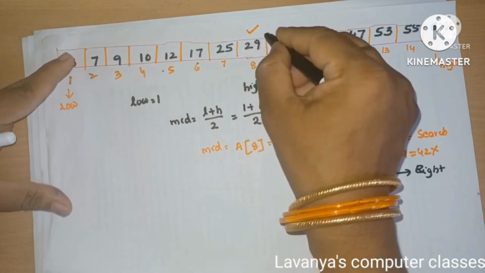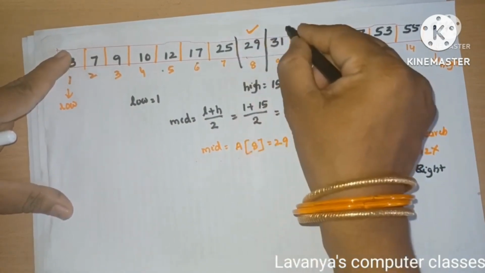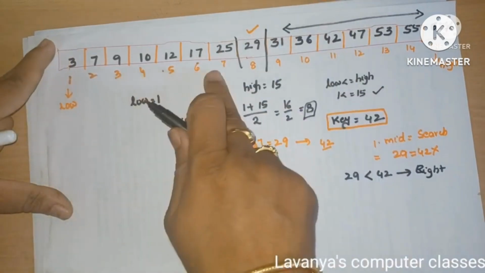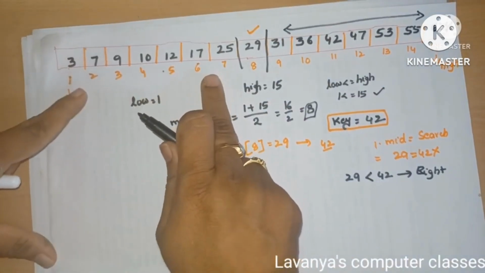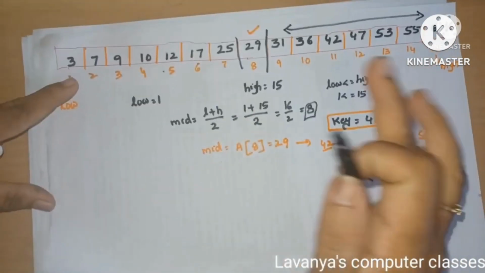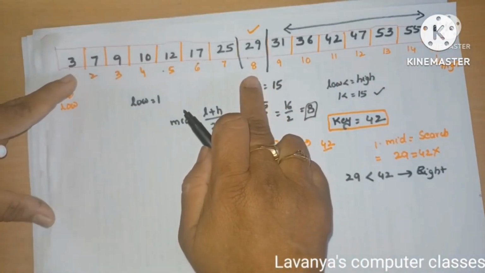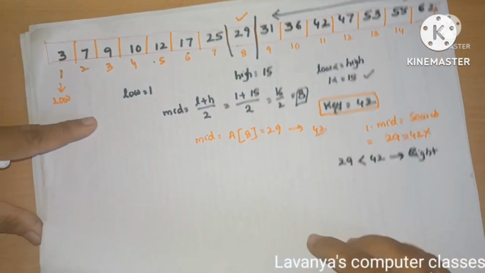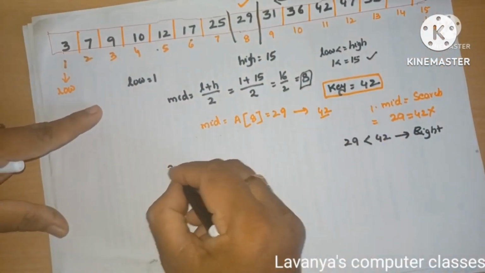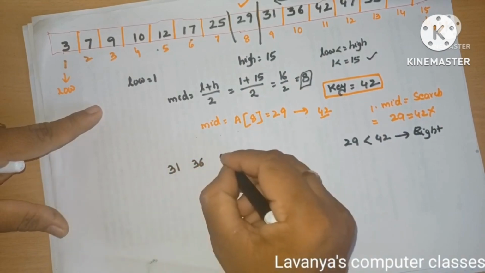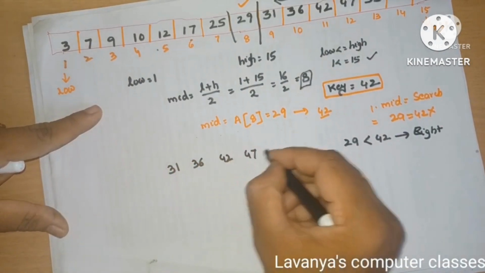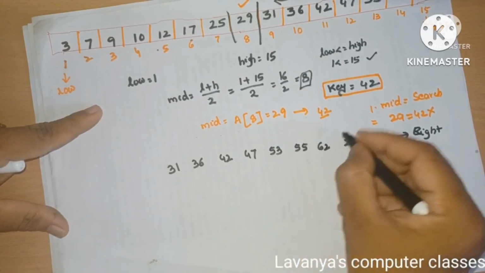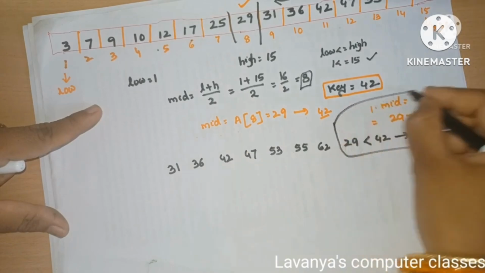That means from the middle element, we go to the right hand side. That means it is not necessary to check the left hand side. That is called divide and conquer, depending upon the middle element. Now it is divided into two parts, left hand side and right hand side. So in the right hand side, what elements are there now? Again 31, 36, 42, 47, 53, 55, then 62. So these are the elements.